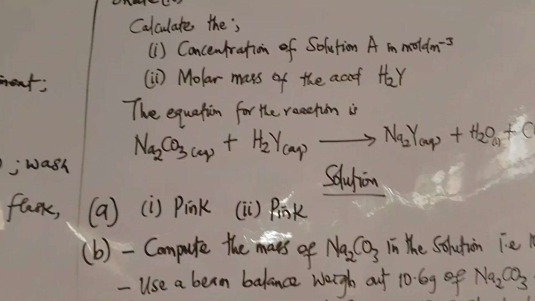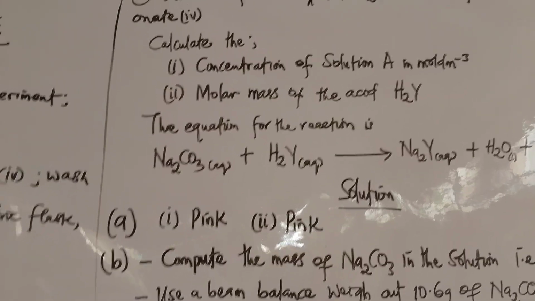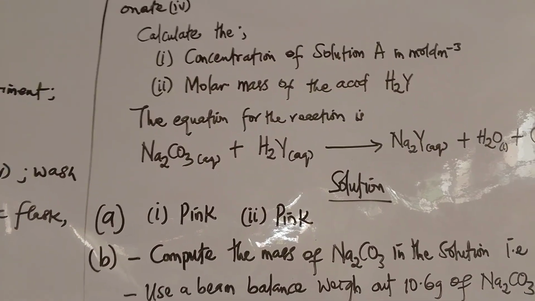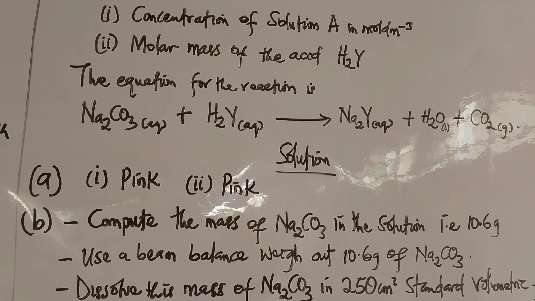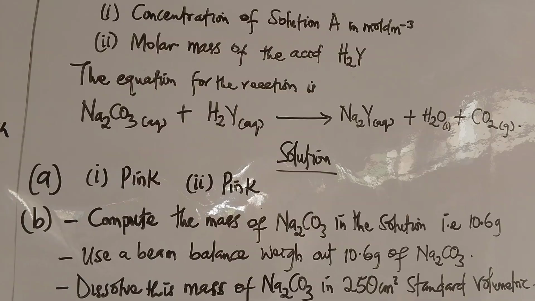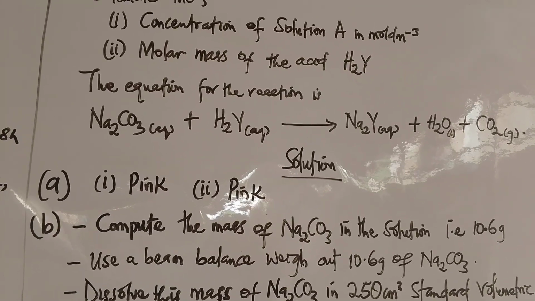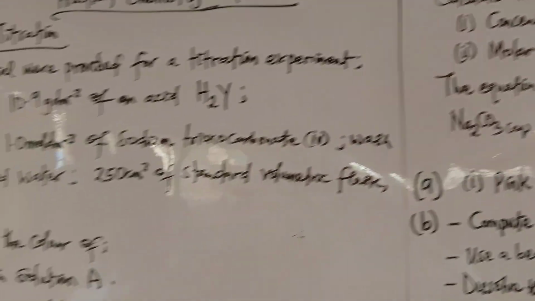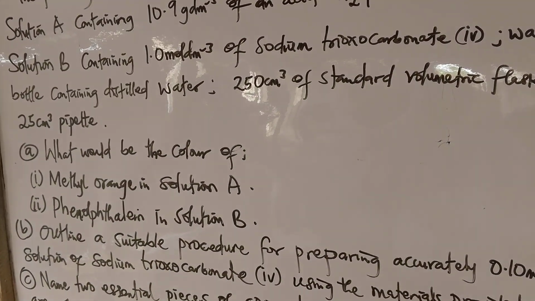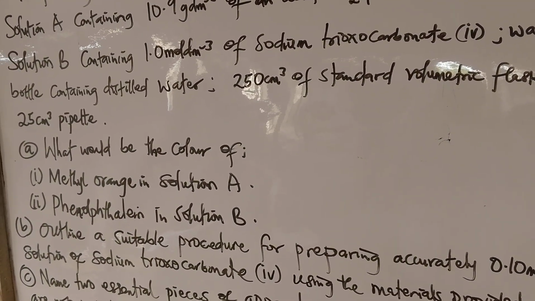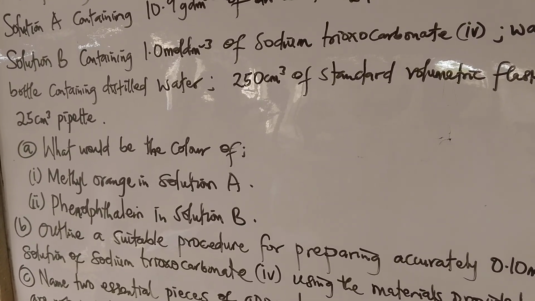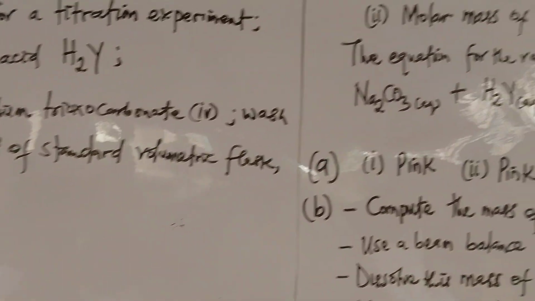So let's answer the questions one after the other. Let's go back to the question. The first question says, what will be the color of methyl orange in solution A? The color is pink.